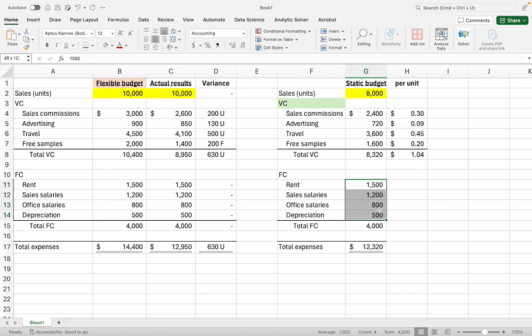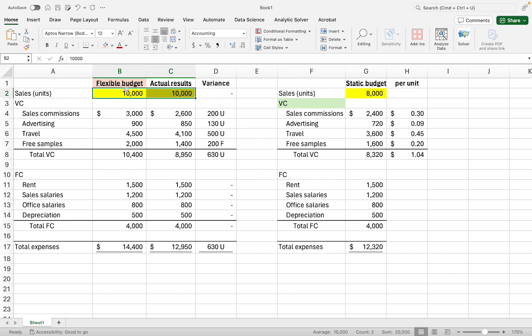And then your fixed costs would not change. Your fixed costs would be $1,500, $1,200, $800, and $500 because fixed costs don't change just simply because you sold more or less than some other number. So we could do a flexible budget for any amount. There's an infinite number of flexible budgets we could do. But the flexible budget that has the highest use is the one that is identical to the actual results in terms of the sales volume. In this case, that's 10,000 units.